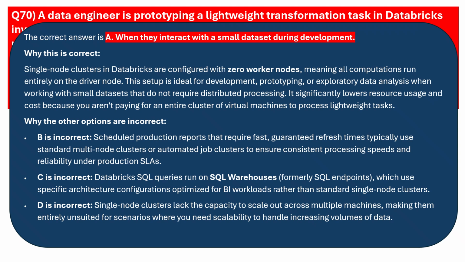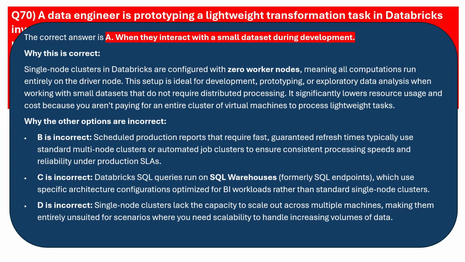Why this is correct. Single node clusters in Databricks are configured with 0 worker nodes, meaning all computations run entirely on the driver node. This setup is ideal for development, prototyping, or exploratory data analysis when working with small datasets that do not require distributed processing. It significantly lowers resource usage and cost because you aren't paying for an entire cluster of virtual machines to process lightweight tasks. Why the other options are incorrect.